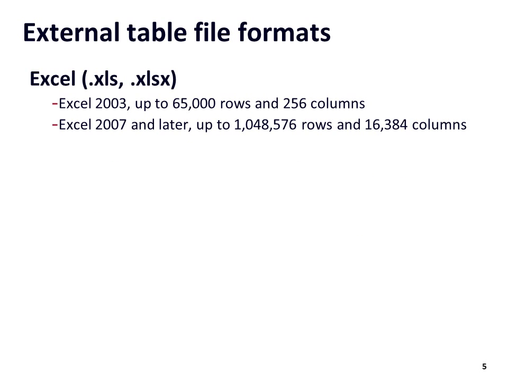Then there's, of course, the old standby, the Excel type files, or XLS or XLSX files. Excel 2003, you can have up to 65,000 rows and 256 columns. 2007 and later, you can have 1,048,576 rows and 16,384 columns.